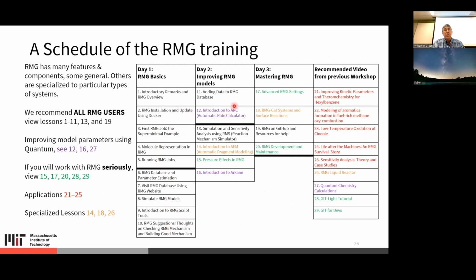On day 2, we have these things. If you see the colors, we recommend everybody go listen to the black ones. If you're interested in the quantum aspect of improving parameters, the purple ones are good. If you're trying to be a serious RMG developer or user, going to really engage with RMG, you should attend the green ones, which are about more advanced stuff.